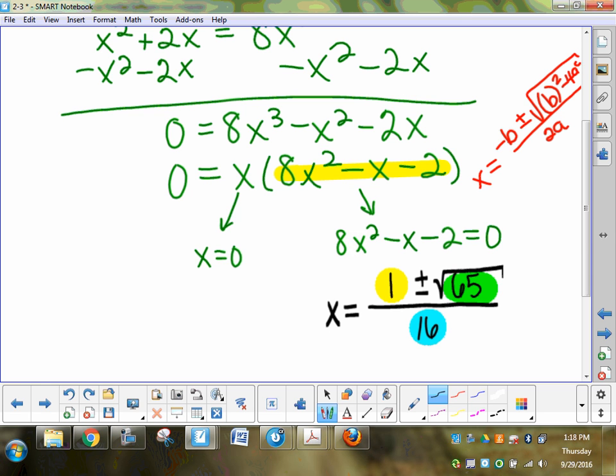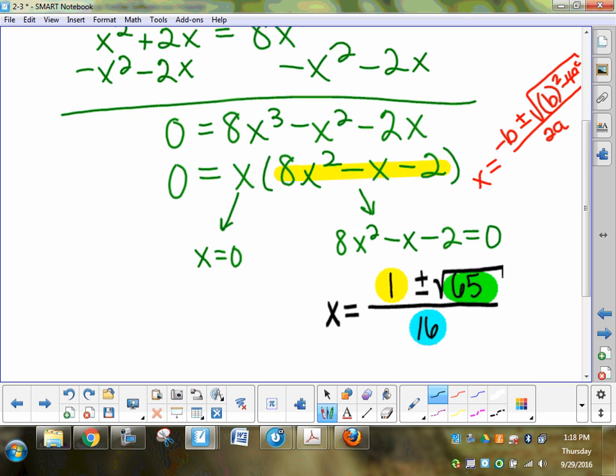Do any perfect squares go into 65? What candidates do we have? What's one perfect square I'd want to try? Give me a small perfect square that we want to try. 4. Does 4 go in? All right, next one I try is?